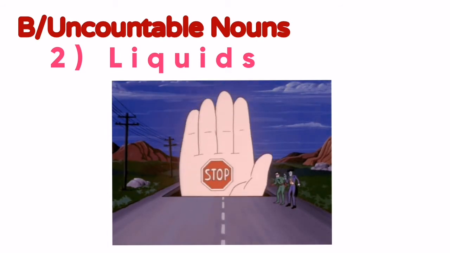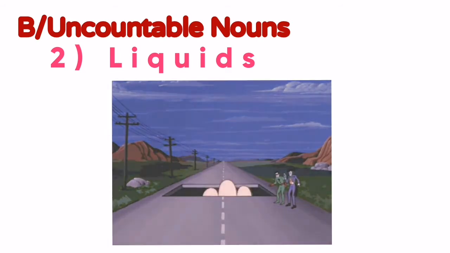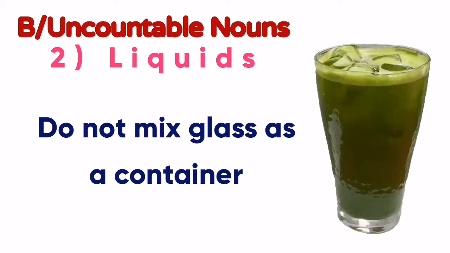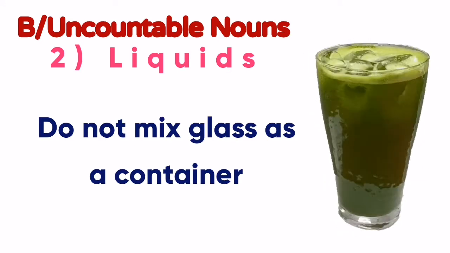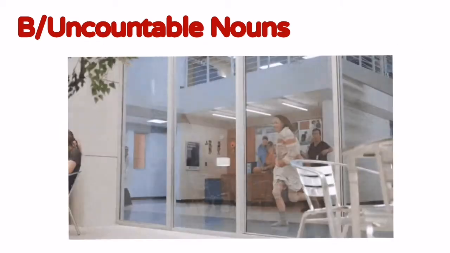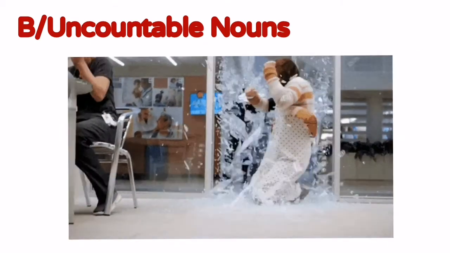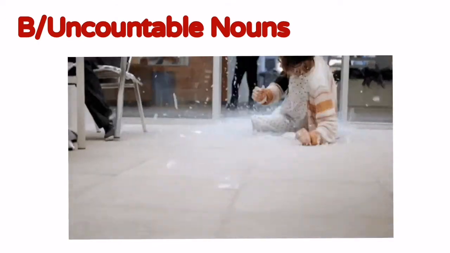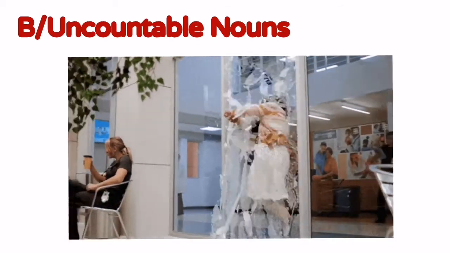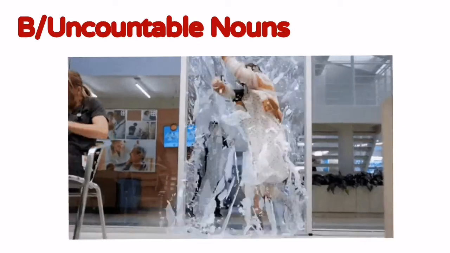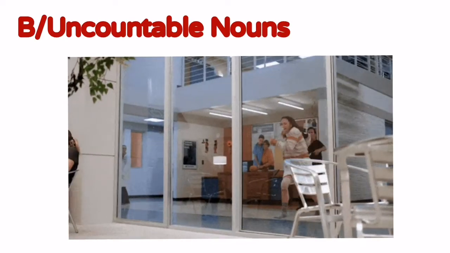So you've got to be careful here. Glass as a container is a countable noun, so we can say a glass or 10 glasses. But glass as a material is an uncountable noun, so we can't use the determiners a or an or numbers with that glass.